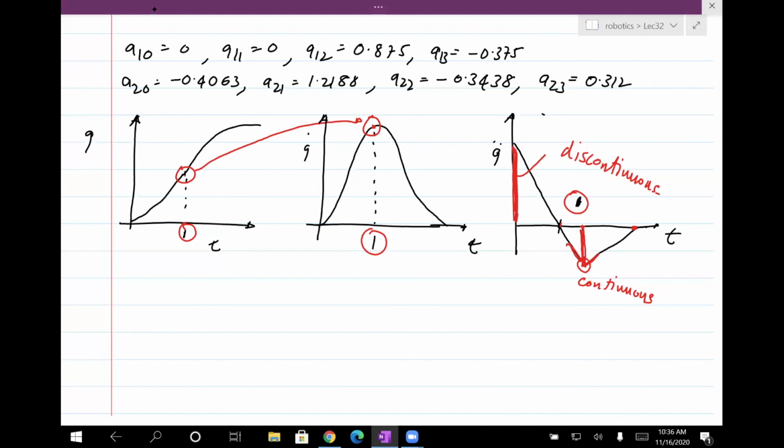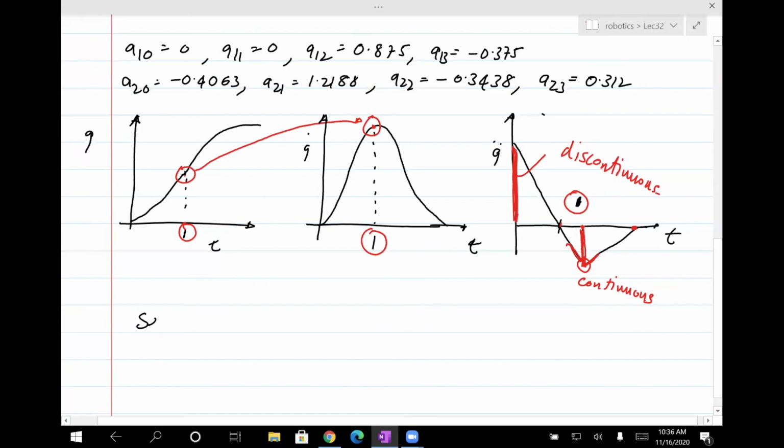So what I'm going to do is give you a file in MATLAB called example2.m, which finds these coefficients and then does this plot, so you don't have to do it manually. Okay, any questions on this?